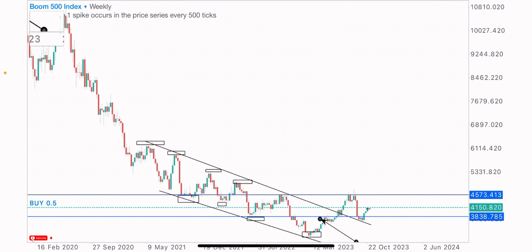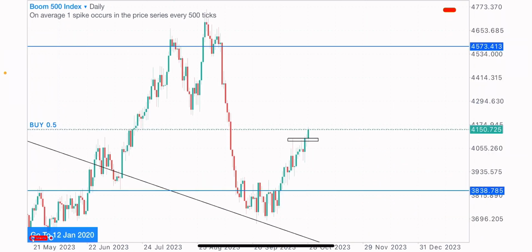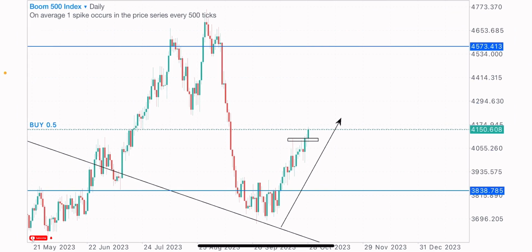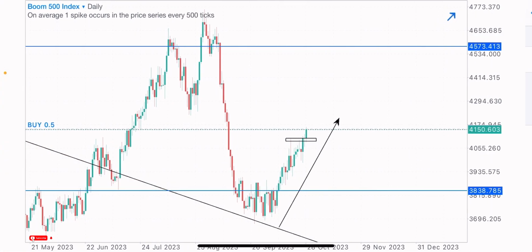Like we had this downtrend, price broke out of it here at this point. So everything is looking good as well. Everything is looking bullish, I would say, on this index. So coming to the daily time frame, price has been bullish for a very long time now. You can see at this point that this index has been bullish for some time now.